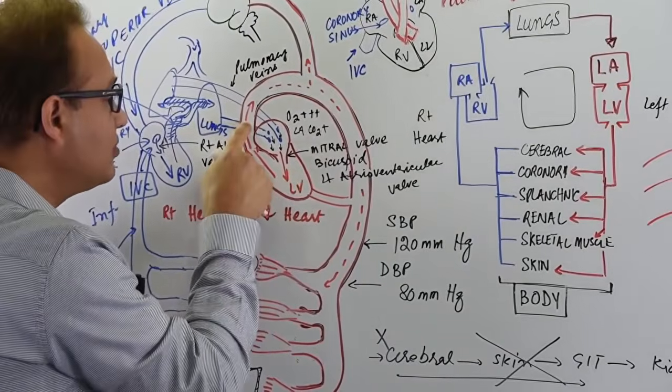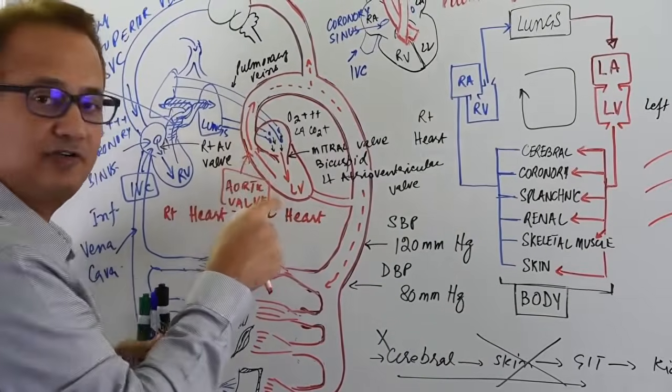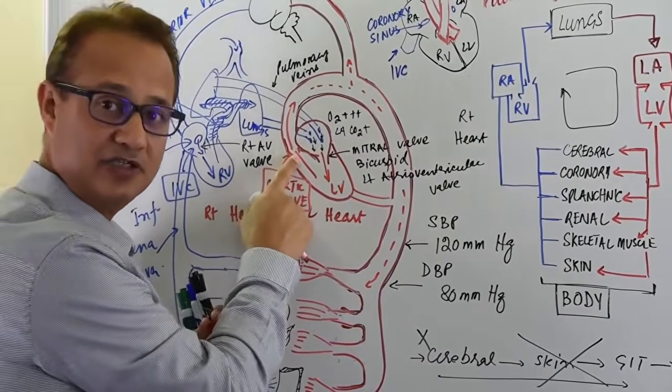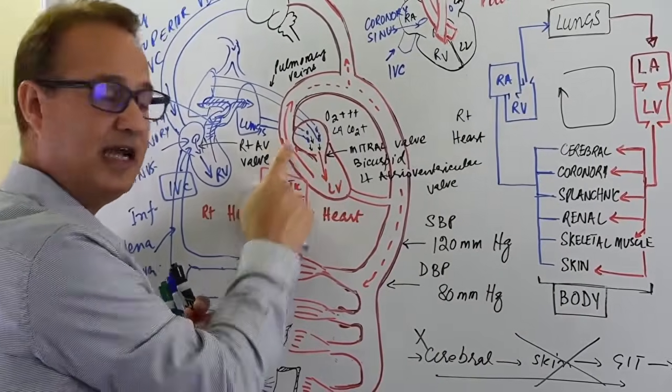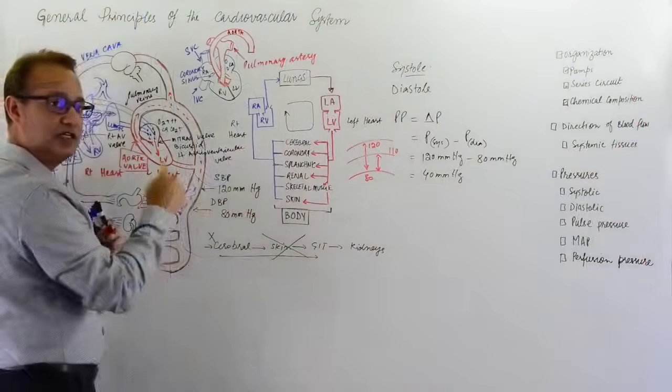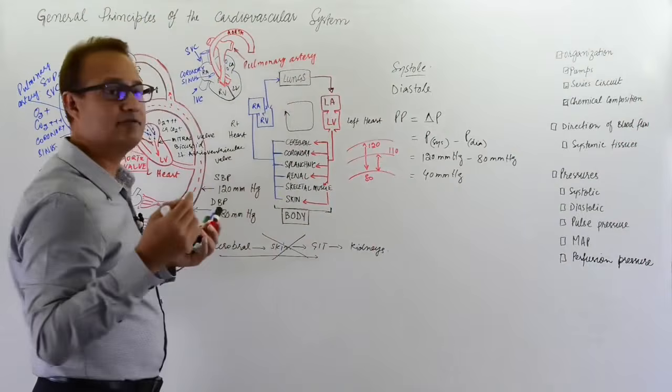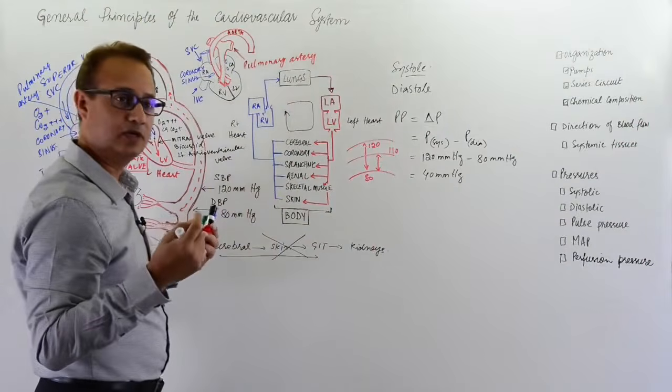And imagine if the blood fell back in the ventricle. That is, imagine if the aortic valve has a regurgitation, the aortic valve is damaged and the blood fell back into the left ventricle, then what would happen? Immediately the pressure would go down. So that would be the narrowing of the pulse.